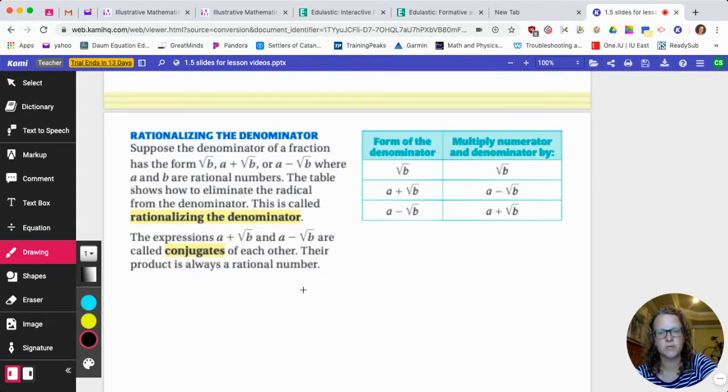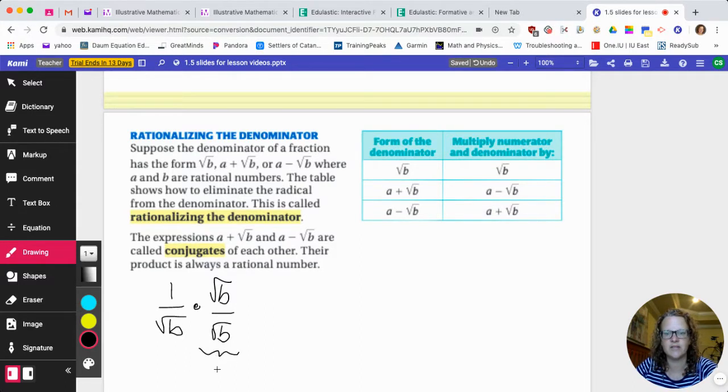So the expressions a plus root b and a minus root b are called conjugates. We call them complex conjugate pairs or conjugates. Their product is always a rational number. So if the denominator has these in them, we're going to multiply the numerator and the denominator by these. If I have a fraction that looks like this, I'm going to multiply it by square root b over square root b, because this fraction is equivalent to 1. So I can do that in math. I can multiply anything by 1 because of the identity property. And that's how we get rid of roots.